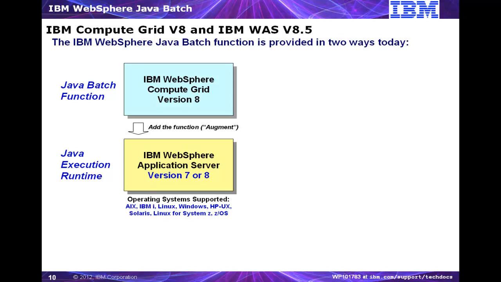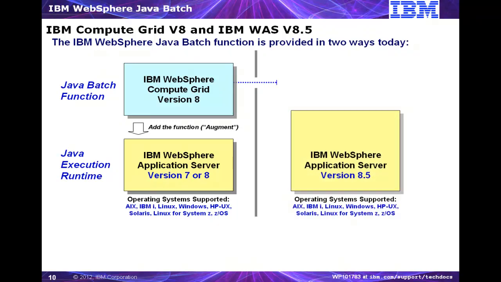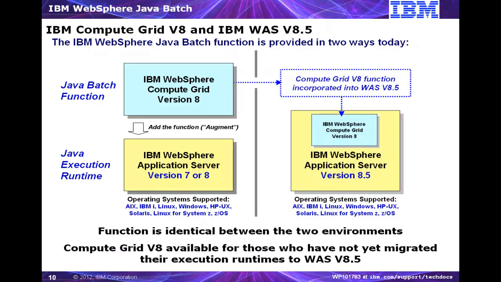As the chart shows, version 7 and version 8 are the supported levels for WebSphere Application Server Foundation for this solution. With WebSphere Application Server version 8.5, the compute grid function has been incorporated into the WAS Foundation product. If you acquire WebSphere Application Server version 8.5, you get the same Java Batch function you would have in Compute Grid version 8. The Compute Grid version 8 product provides a path to WebSphere Java Batch for those who have WebSphere Application Server version 7 or version 8 and are not yet ready to move to version 8.5.